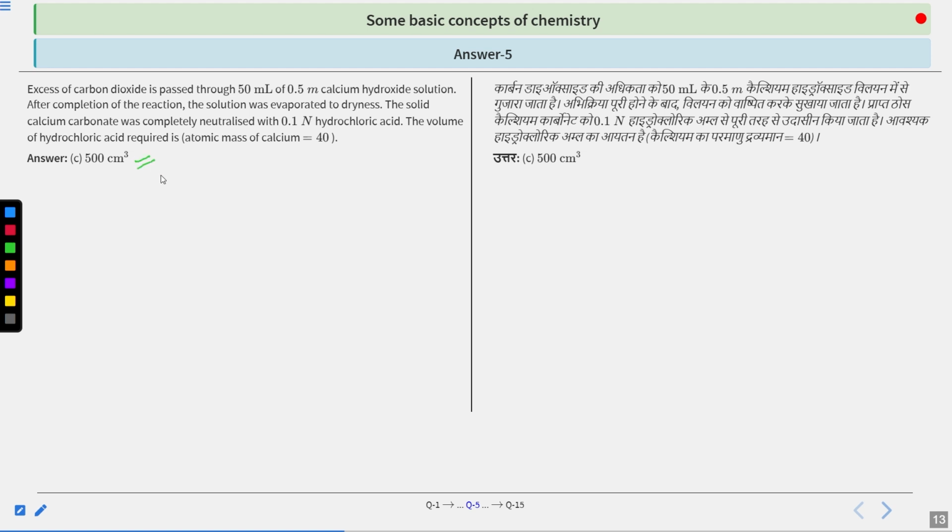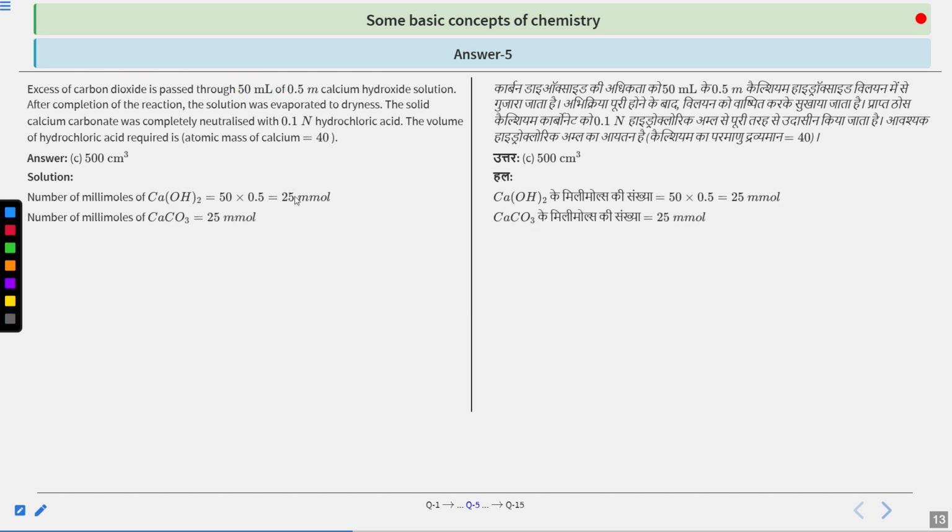Now, we have to see what amount of calcium carbonate is produced. We have to calculate that first. For that, we will say that the number of millimoles of calcium hydroxide is molarity multiplied by volume. Here it should be capital M, sorry for that, because molarity is represented by capital M. Now that will give you 25 millimoles of calcium hydroxide.